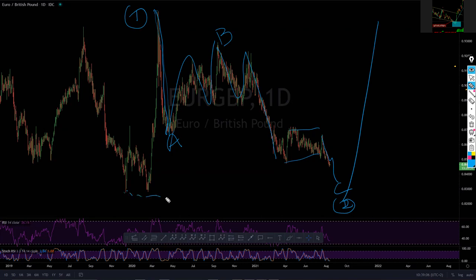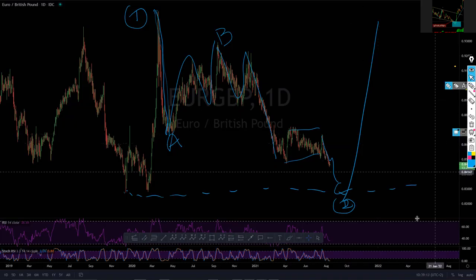However, this is our invalidation level. It shouldn't go lower than that. Okay, that's the view on Euro Pound.